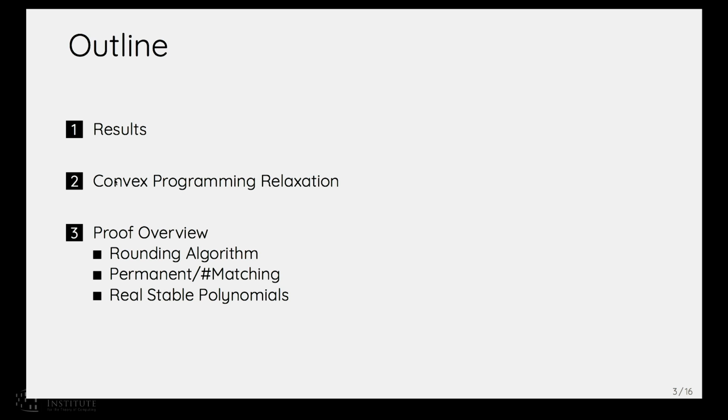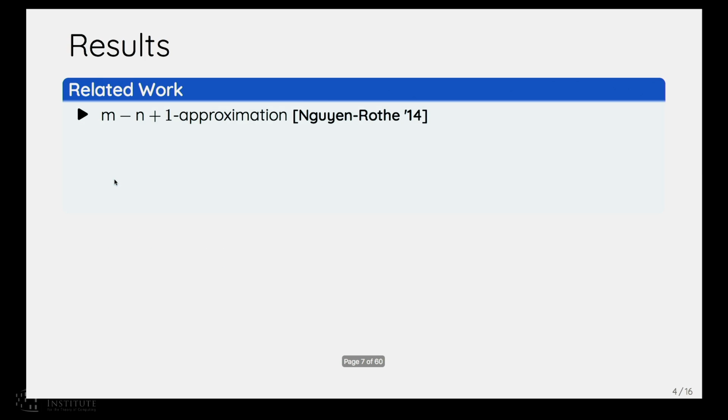I will briefly describe what the results are. I will also talk about prior results. Then I will give you a convex programming relaxation of this problem that we use to solve it. Then I'll go over the proof overview. In the proof overview, we use two concepts. We relate the problem to the permanent, or the number of matchings in a bipartite graph. And we also use these things called real stable polynomials.